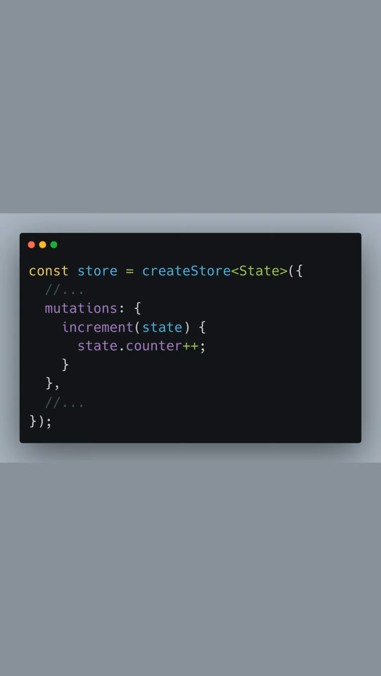Within the store configuration, we add mutations. Mutations are synchronous functions that are responsible for changing the state in Vuex. Here we define an increment mutation that takes the current state as an argument and increments the counter property.